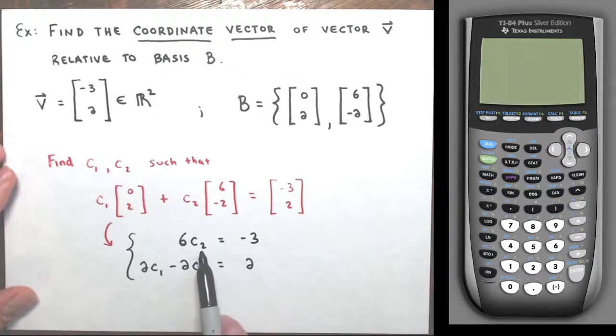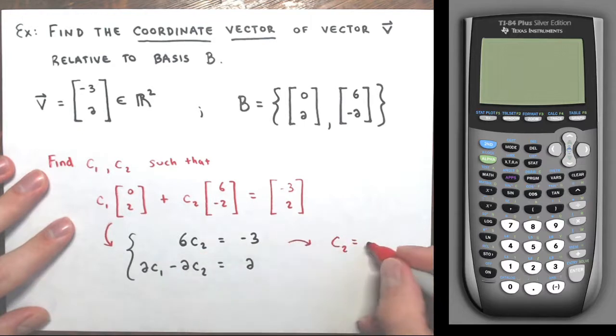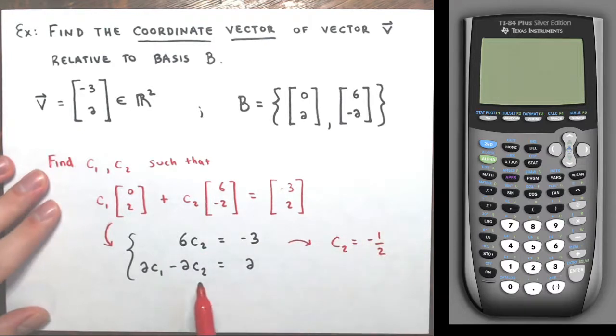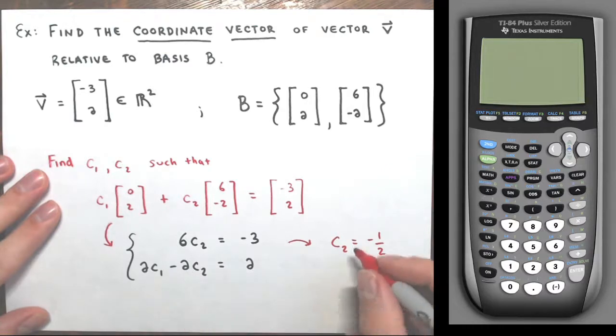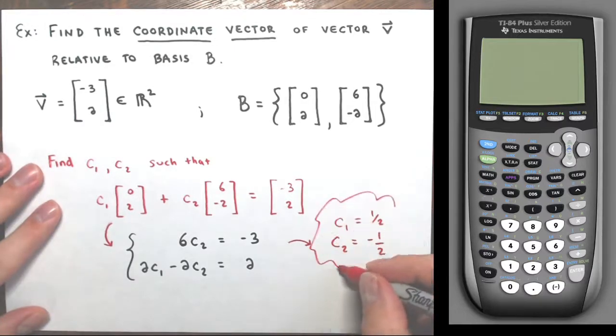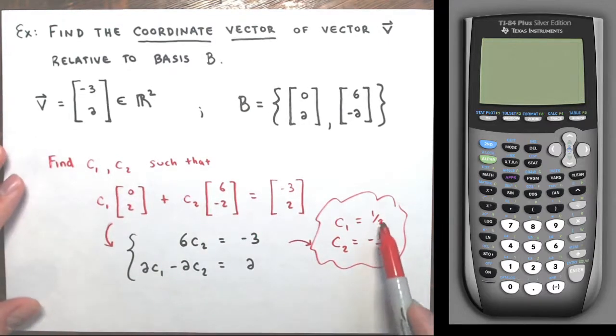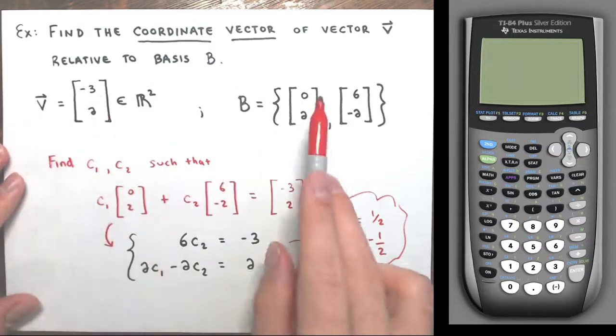Now I think it's pretty easy to solve this one. C2 would have to be -1/2, and if C2 were -1/2, multiply that by -2, that's +1, and I would subtract 1, get 1 over here, and then divide by 2. C1 would have to be positive 1/2. And there we go. This isn't the answer, that's not the coordinate vector yet, but it's pretty close. You're almost done. But these are the coordinates of V with respect to basis B.